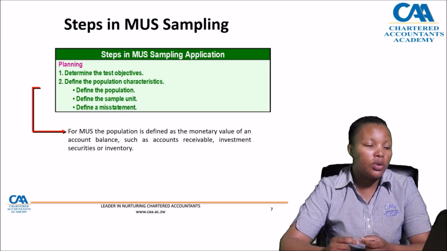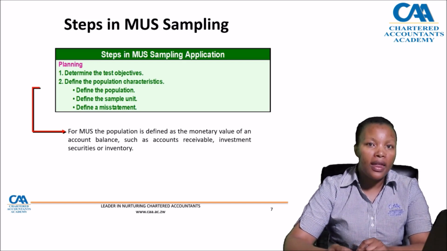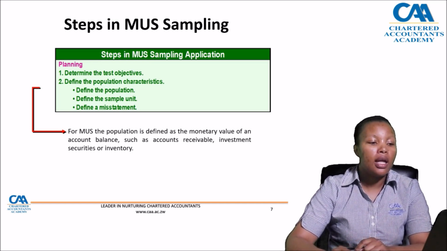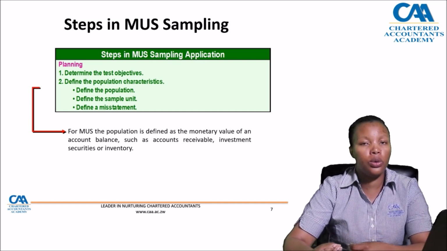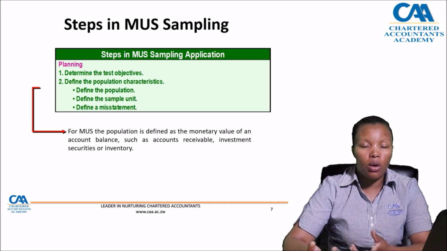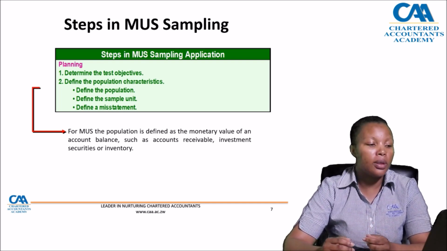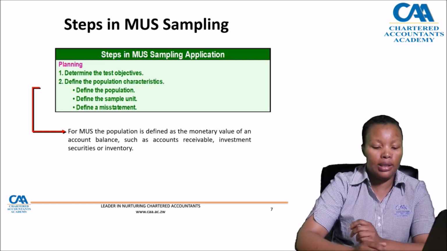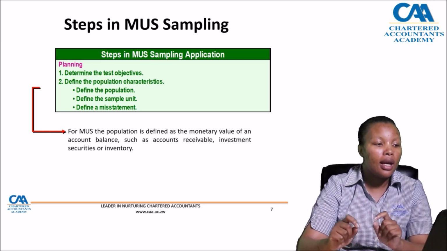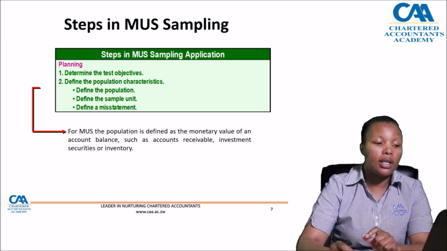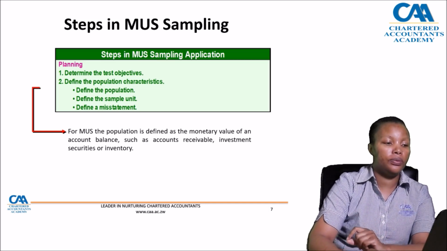Moving on with our planning, when we've determined the test objective, is it for the assertions as we discussed, or is it to come up with an estimate? The next thing that you have to do is to define the population characteristics. So you find that for monetary unit sampling, the population is defined as a monetary value, the monetary value of, let's say, an account balance, which could be your receivables or your investments, etc. However, in this case, what is key to note is that the population is defined in terms of the monetary value.